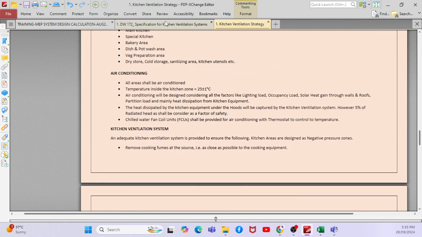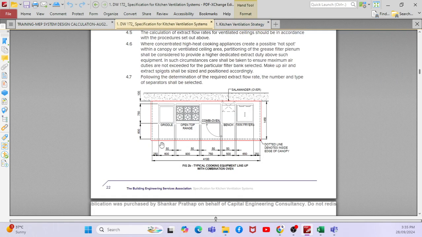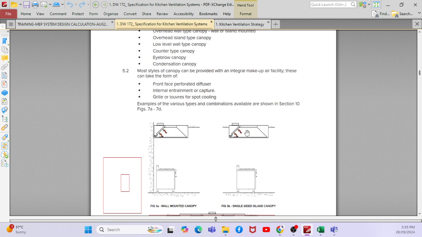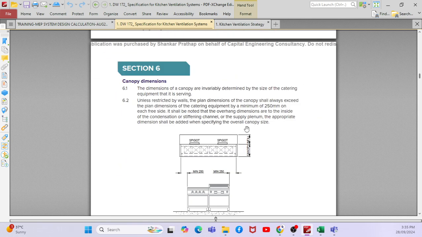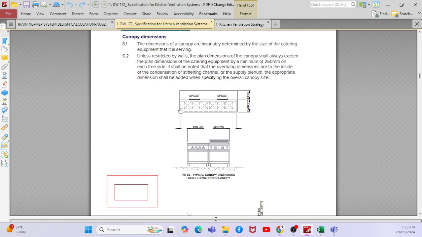Now, if I go back to the DW 172, you can see there are multiple appliances. You have a griddle, open top stove, a combi oven, a bench, and twin fryers. Now, if you go further down, you can see the canopy sizing, like a kitchen hood, and how to do the sizing.